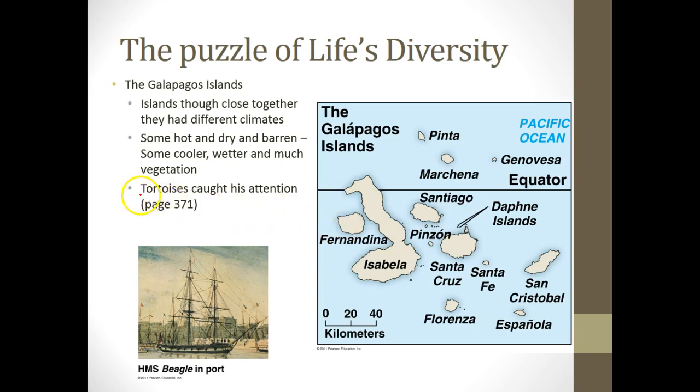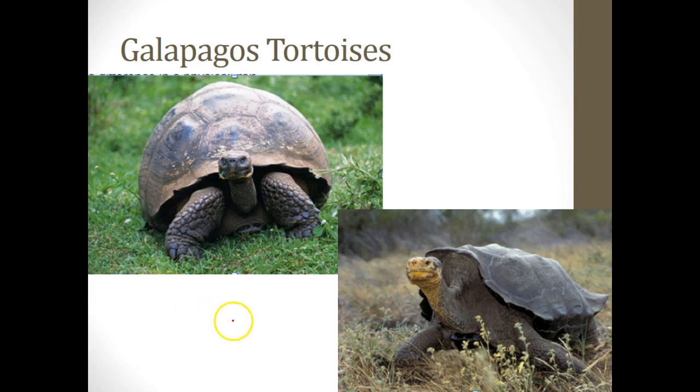And while he was there, not only did the finches catch his attention, but tortoises caught his attention too. Okay, finches and tortoises. So these are a couple of the Galapagos tortoises. Notice that they look very different. And even from the picture, you can discern that not only do they look different, but they have very different habitats. This tortoise is obviously in very short grass. This tortoise is in very tall grass. This tortoise probably couldn't see very well if it was in taller grass like this. And this tortoise obviously would stick out more than it already does in very short grass like this.